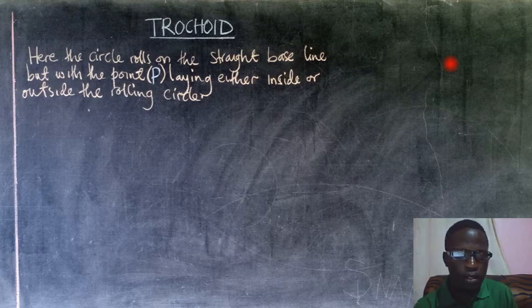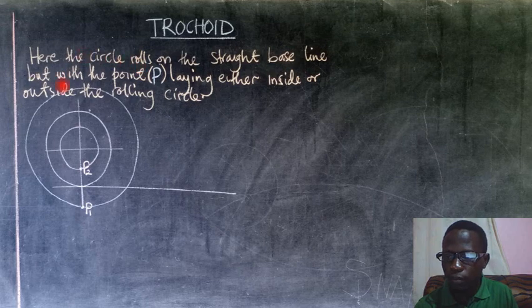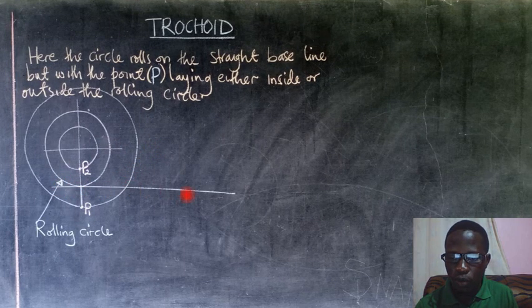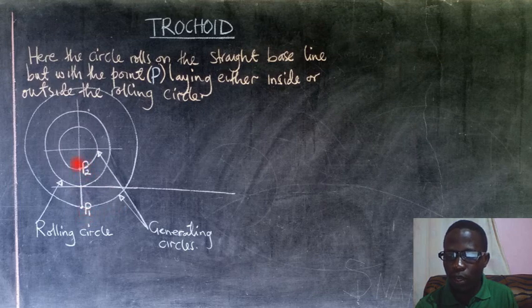Let us see that in the sketch below. When you look at this sketch here, you're seeing that there is a circle on the horizontal line. You're seeing another circle outside with point P1 and another circle inside with point P2. The circle which is attached to the horizontal line is called the rolling circle. The one containing the point P1 and the other containing point P2, we call them generating circles.